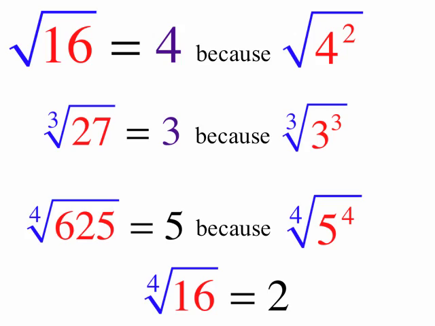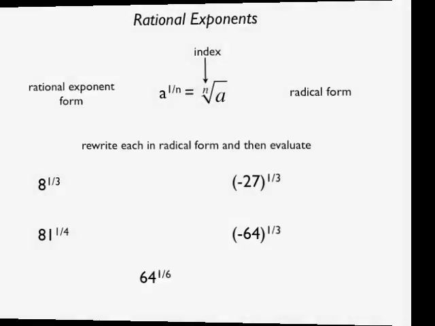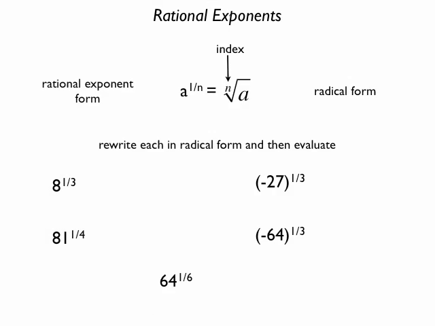So let's go back now over here. We were looking at rewriting each of these in radical form, and then we were going to evaluate. So 8 to the 1/3. What I want to do is rewrite that as a radical, and I know that the 1/3 power is the same as the cubed root of 8. And so if you look in your list, you're looking for a number cubed that equals 8. And that would be 2. 2 times 2 times 2 is 8.